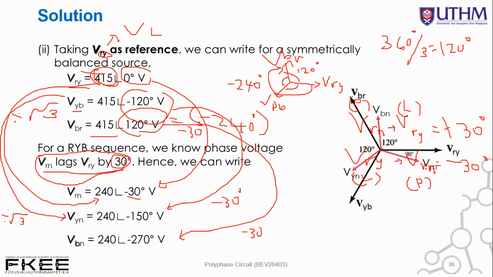So this is VRN, the one in red color, VRN, VYN, VBN. You just draw the phasor diagram according to the position of the angle as what we have obtained in this solution.